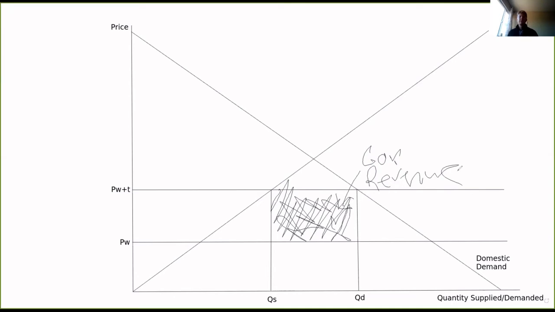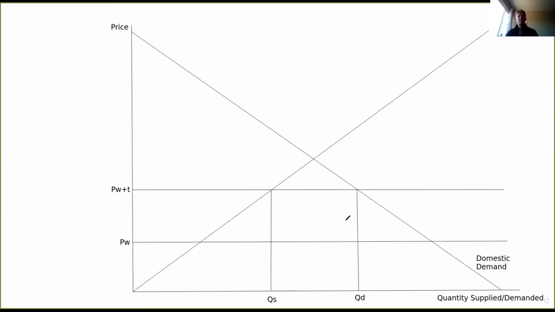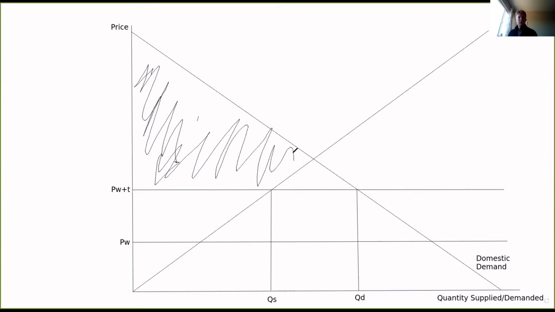Okay, so that's the first step in thinking through where all of this surplus goes to. So now, next, let's consider consumer surplus. Consumer surplus is going to be the area between domestic demand and the price that consumers pay. So if I want to think about consumer surplus, it's this whole triangle here.